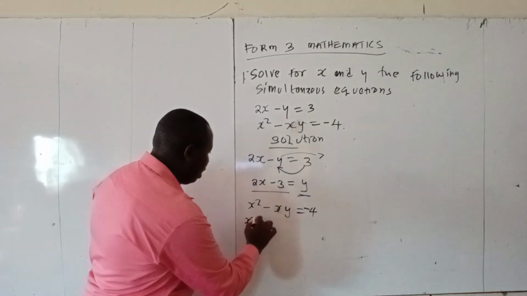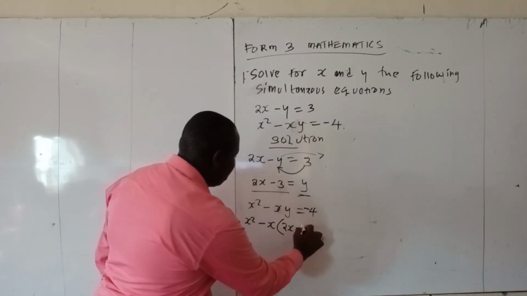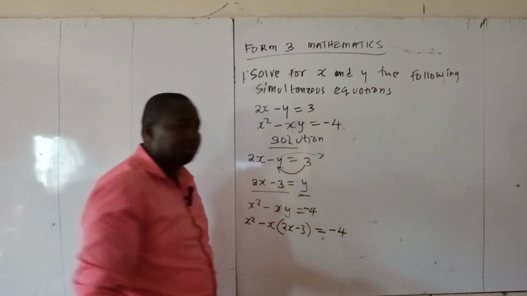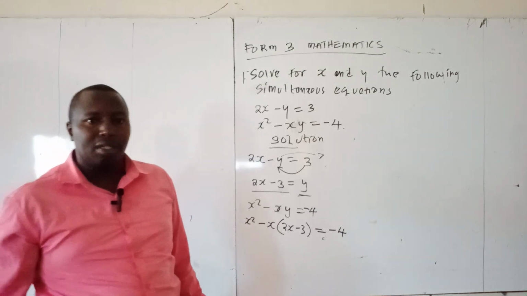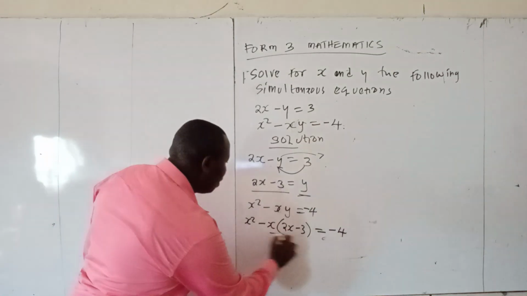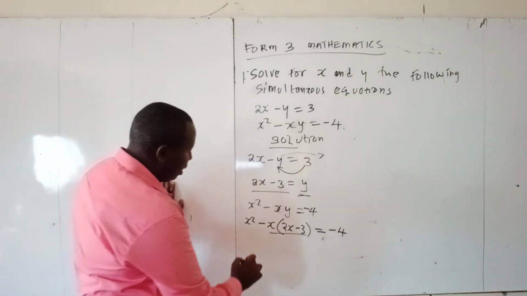So you say x squared minus x, then y is 2x minus 3, in brackets, equals to minus 4. So therefore, what do you do? Open this bracket. Now you open this bracket.